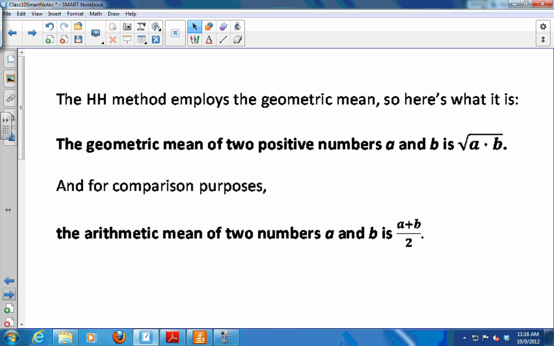The Huntington-Hill method uses this thing called the geometric mean. So this is what the geometric mean is. If you want to take the geometric mean of 2 numbers, a and b, it's the square root of a times b. So you multiply them together and then square root it. It's analogous to the arithmetic mean, except instead of addition, we use multiplication. Instead of dividing to undo it, right, we add 2 numbers and then divide; now we multiply 2 numbers and then square root. And for comparison, the arithmetic mean is (a plus b) divided by 2.